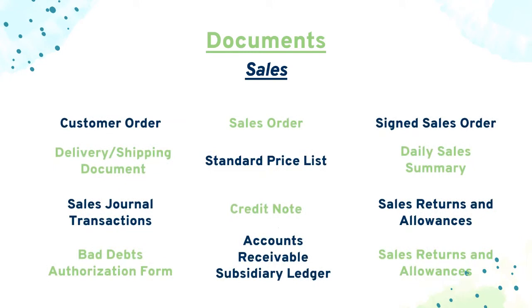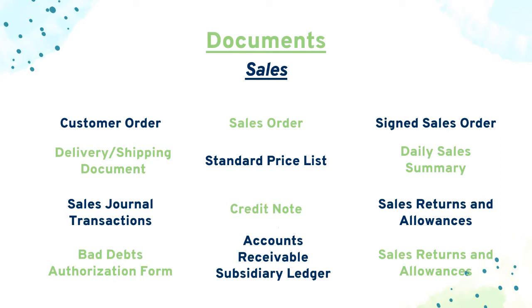Now we're going to talk about the related documents of the cycle. It is divided into 2, which is sales and cash receipts. First off, we're going to dive into the sales. So let's get started, shall we?